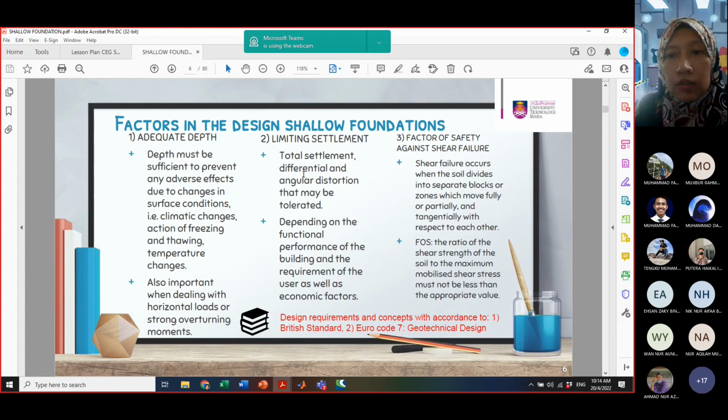And the next factor is the factor of safety. Whenever you design shallow or deep foundations, it is very important to check on the factor of safety. Shear failure is the condition where the soil divides into separate blocks or zones which move fully or partially and tangentially with respect to each other. The factor of safety is by definition the ratio of the shear strength of the soil to the maximum mobilized shear stress, and must not be less than the prescribed value.